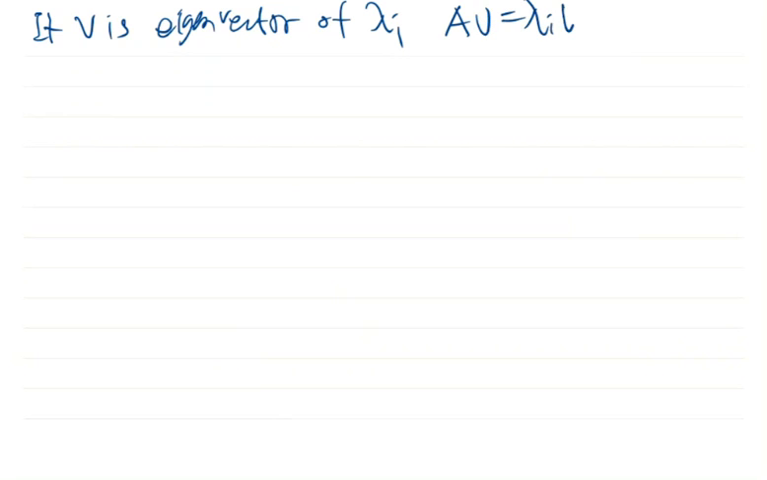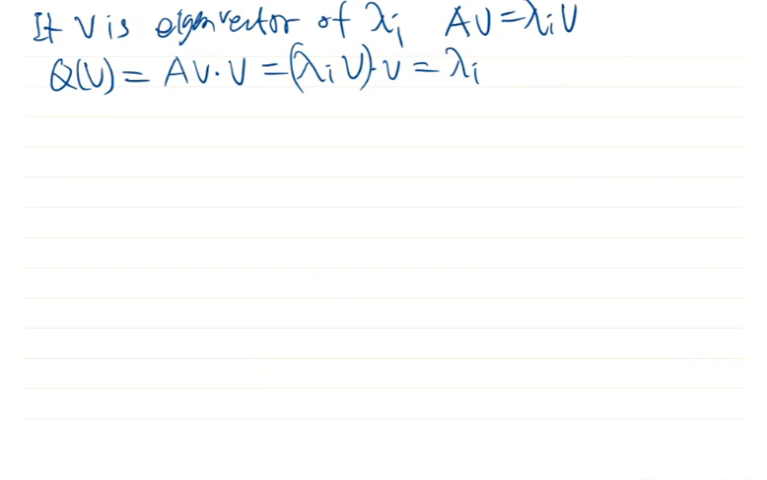If v is an eigenvector, not necessarily unit, of A with eigenvalue lambda_i, which means Av is lambda_i v, and v is not zero. Otherwise, it could not be an eigenvector. Then, how about Qv? Qv is Av, v, therefore it is lambda_i v, v. So it is also lambda_i times the inner product of v and v, which is the norm squared. So we have this useful result. We will use this later.